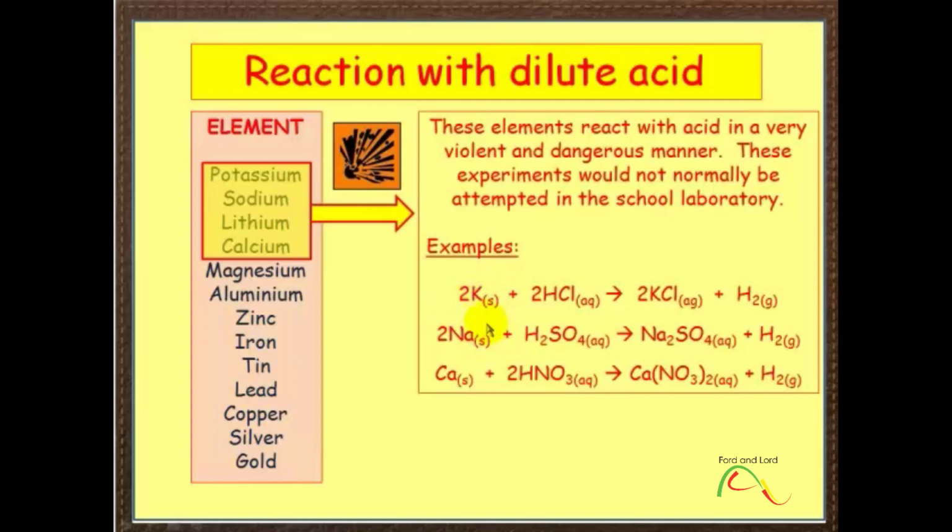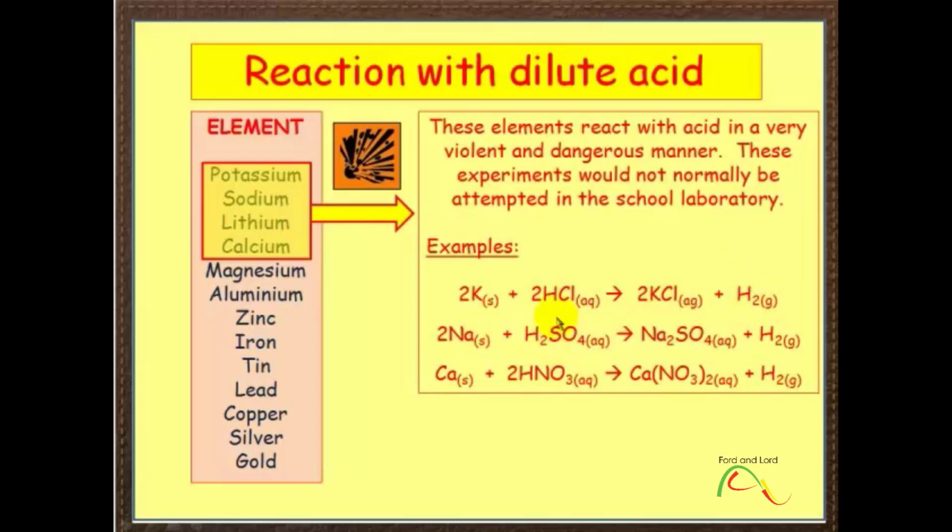In each case you get a salt being formed. So potassium plus hydrochloric acid gives potassium chloride, and again hydrogen. Remember how we tested hydrogen? A burning splint goes into the tube. What do you hear? You hear a pop. That's right, a squeaky pop.